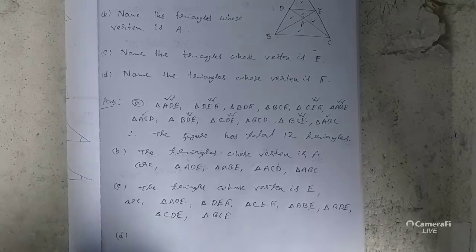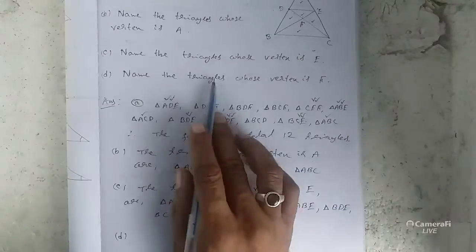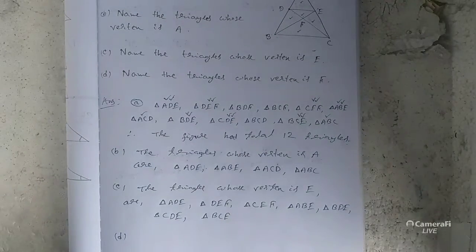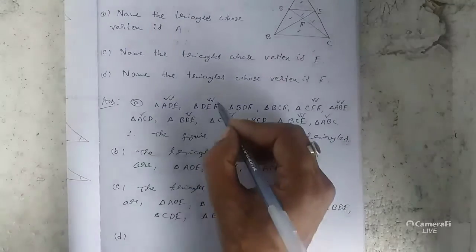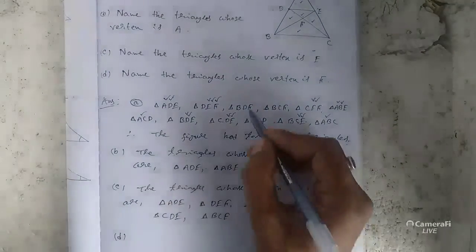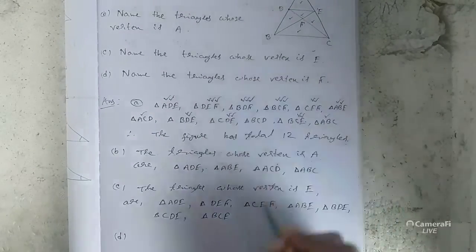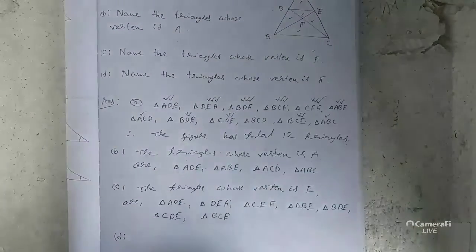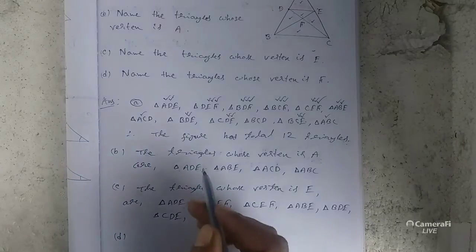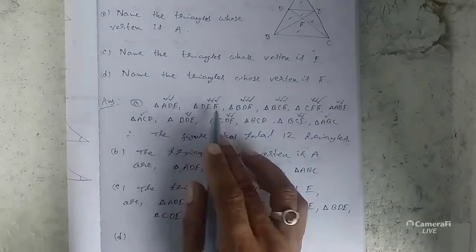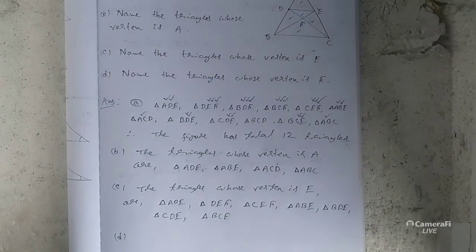Part D. Name the triangles whose vertex is F. Where F, we will tick one more. This one, this one, this is having F, this is also having F. Is there anything else? No. So 1, 2, 3, 4. 4 triangles we get with vertex F.